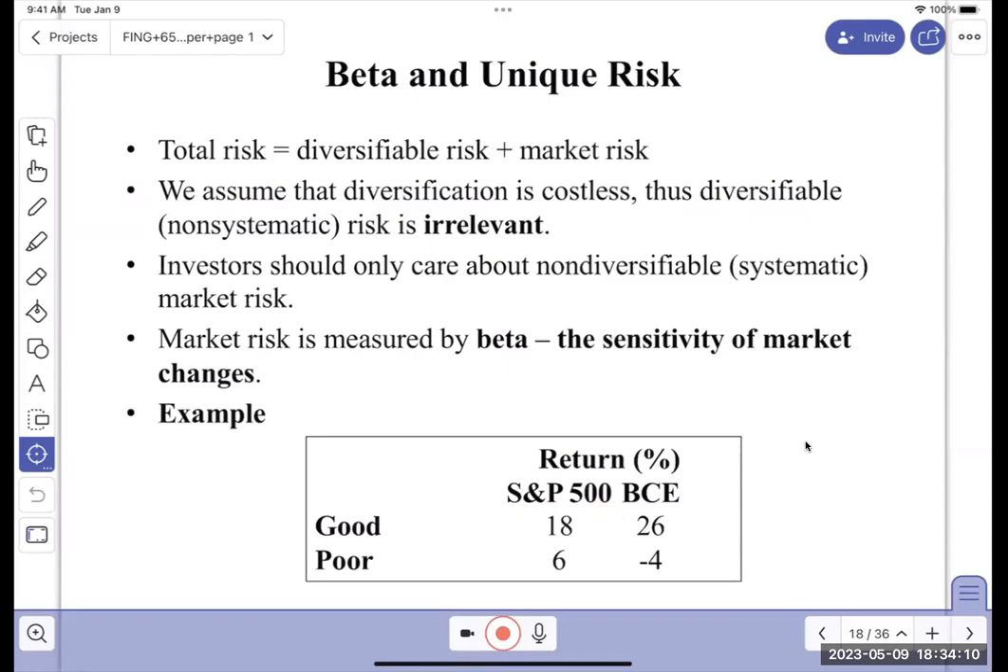Now that's quite risky, as I showed you. However, on average, we saw that you can get about 11% return. So here, this is showing you that when there's a good state of the economy, the S&P returns are 18. Here's a firm, BCE's returns are 26%. And we talked about how to estimate these numbers. And I've only given you 2 states of the world, only 2 possibilities, right?